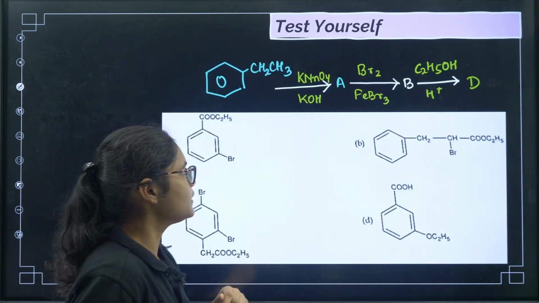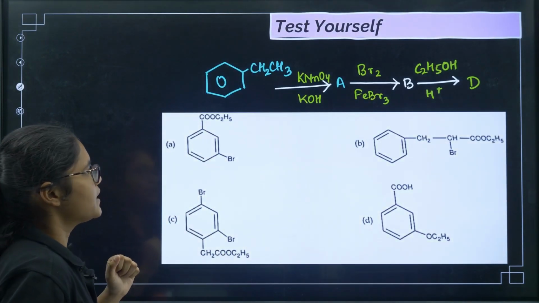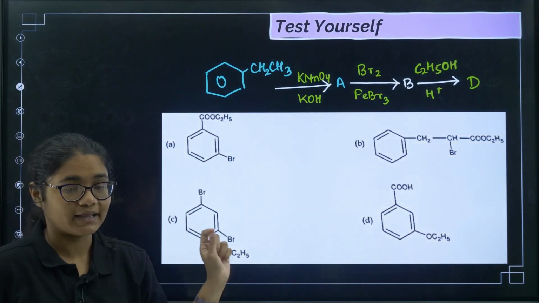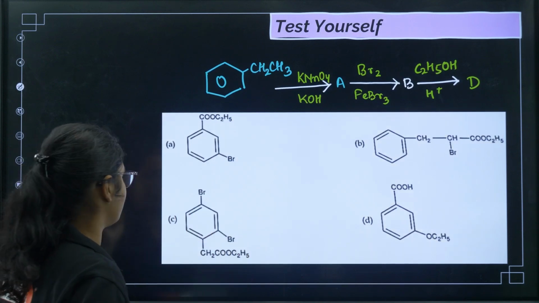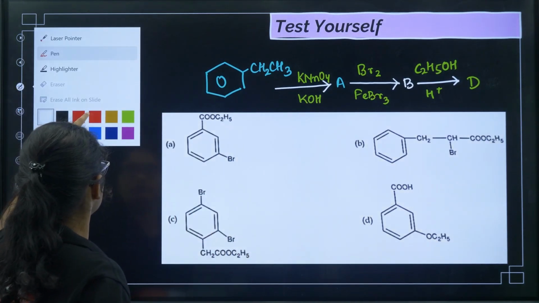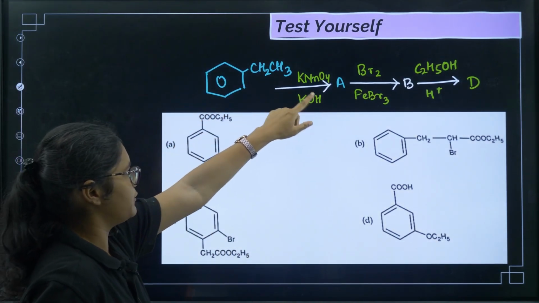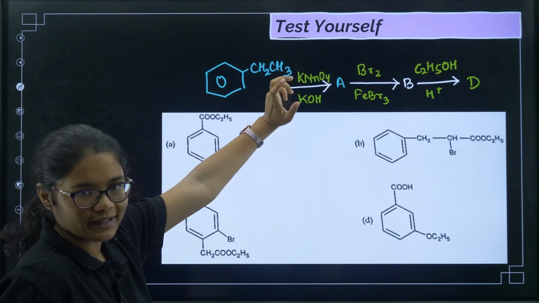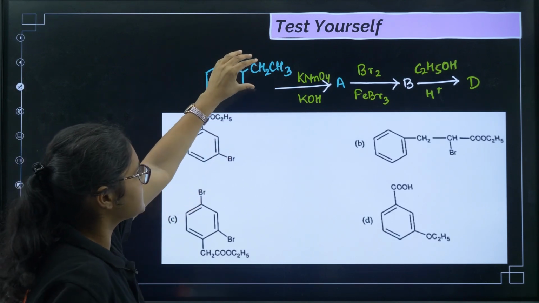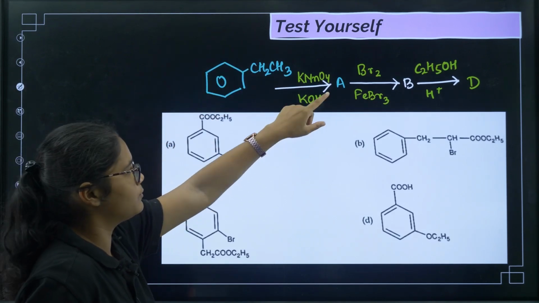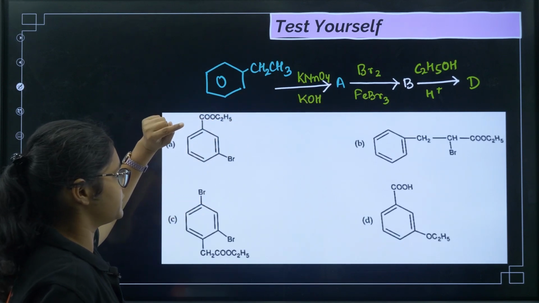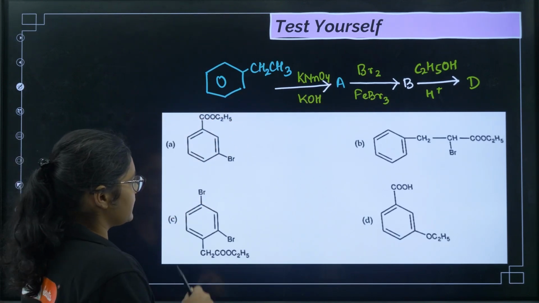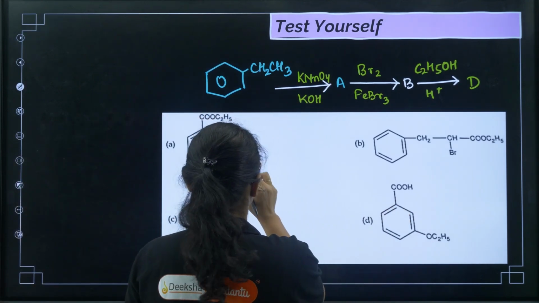Okay, the first question here was the homework that I gave in the previous class. Let me see how many of you have answered it correctly. If you see here, KMnO4/KOH will convert this to COOH, right? COOH is a meta directing group, so bromine will be attacked at the meta position. Wherever bromine is at the meta position, you can see only one option is there.